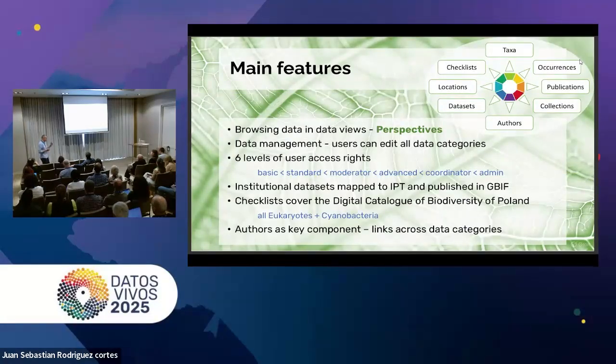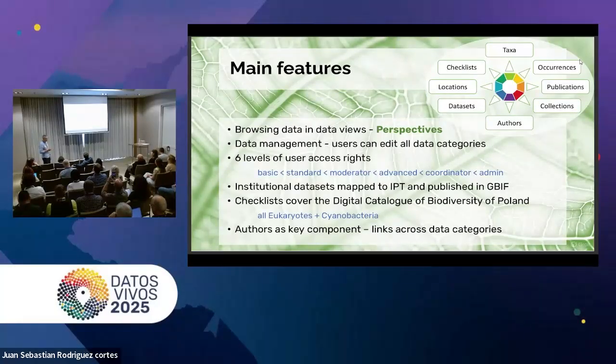The data we present as data views, so-called perspectives. The perspectives are: taxa, occurrences, publications, collections, authors, data sets, locations, and checklists. So these are data views of the same database, showing the content from different angles. Data management is a challenge, of course. To do it efficiently, the users should have different levels of access rights. So we have six levels of these access rights.